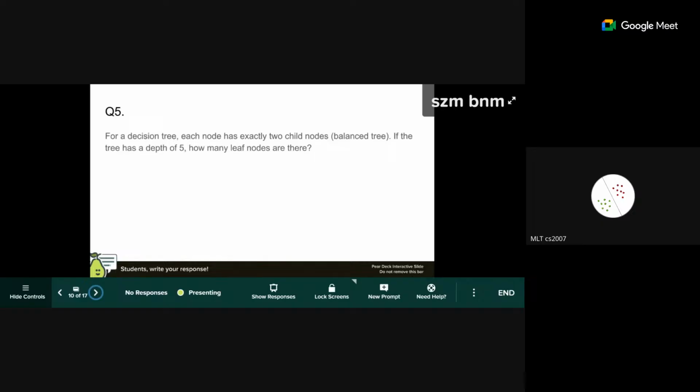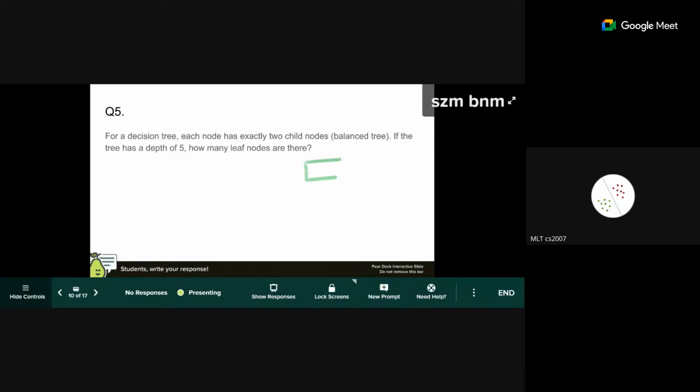Okay, so this is one question from decision trees. Here it says, for a decision tree, each node has exactly two child nodes, which we are calling a balanced tree. So if a tree has a depth of 5, how many leaf nodes are going to be there? So at each node you have two child nodes.